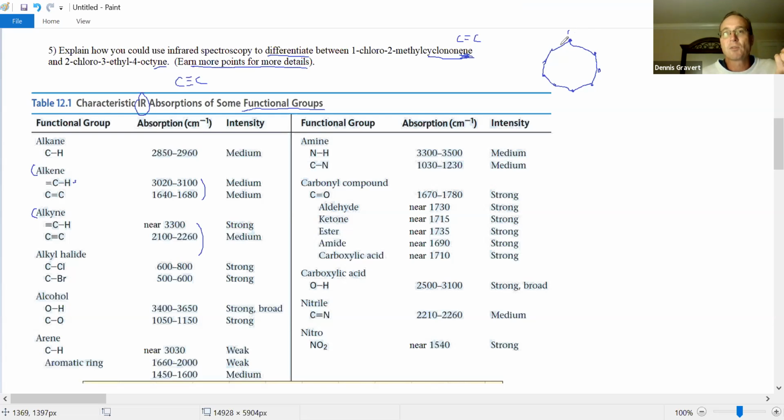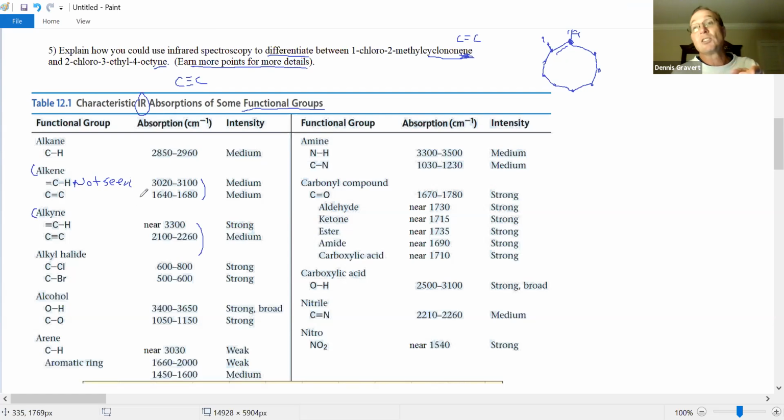And then I'll call this number 1 and this one 2. So attached to number 1 is a chlorine. Whoops, off the screen. There's my double bond. And on number 2 is a methyl. So this alkene carbon has a chlorine and a carbon. This alkene carbon has a methyl and the rest of the ring. It doesn't have a hydrogen attached to the carbon, so that's not seen here.